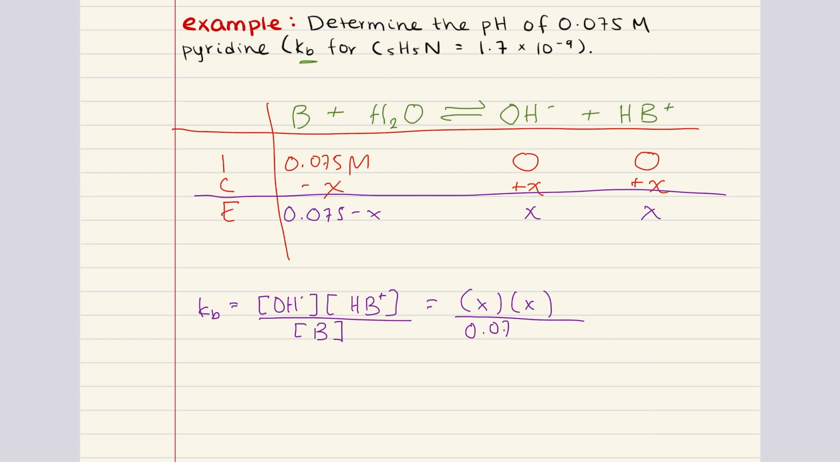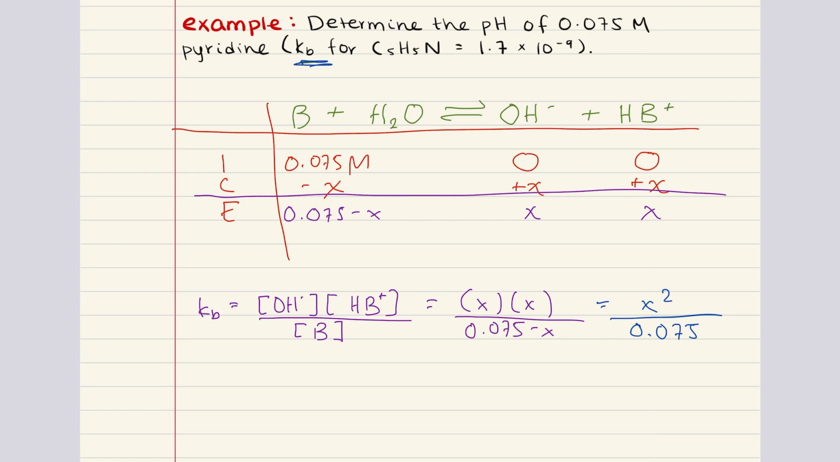0.075 minus X. Now here we're going to make an approximation. We're going to use our 5% approximation rule. We're going to say since Kb for this base is very small, we can assume that 0.075 minus X is approximately equal to just 0.075. And that way, we can rewrite Kb to equal X squared over 0.075.